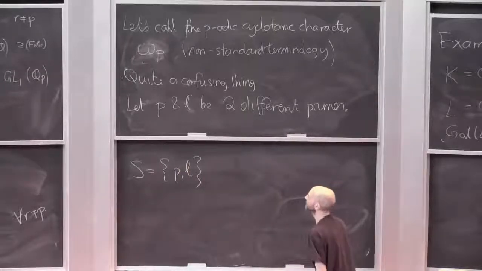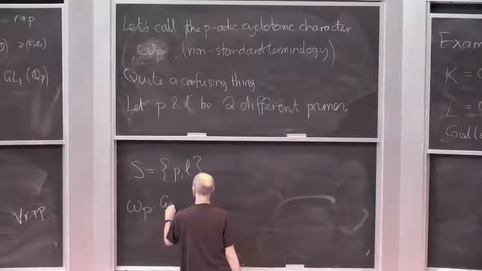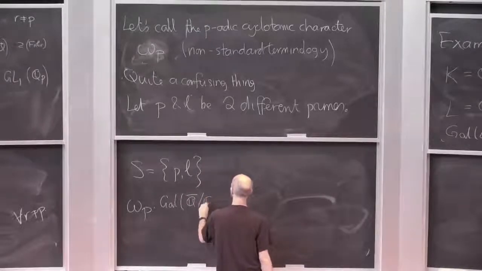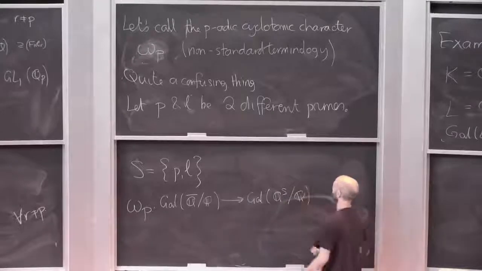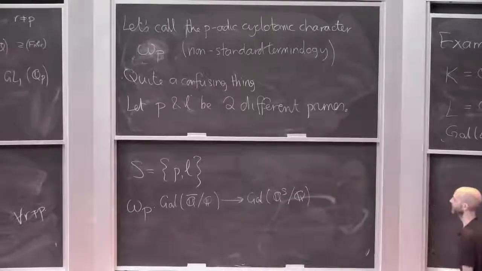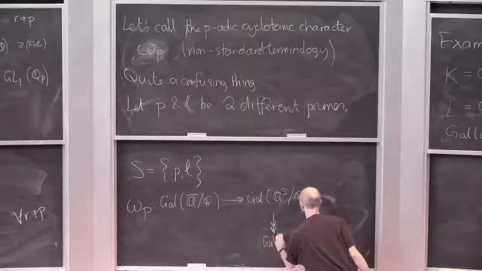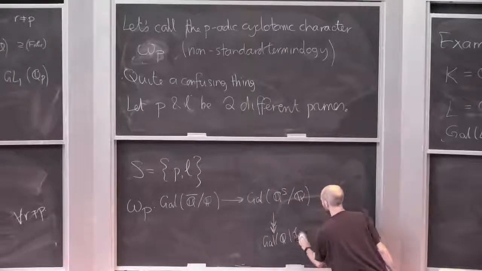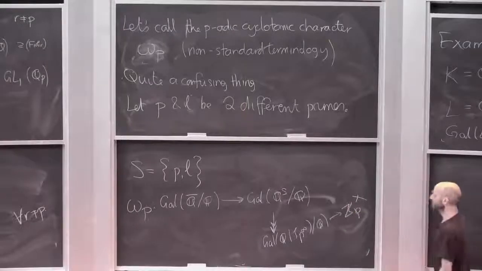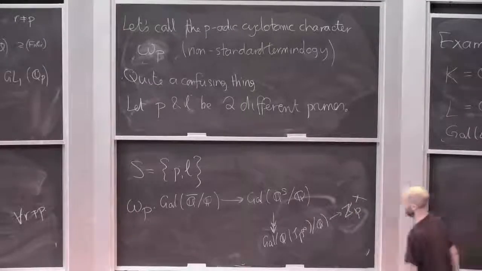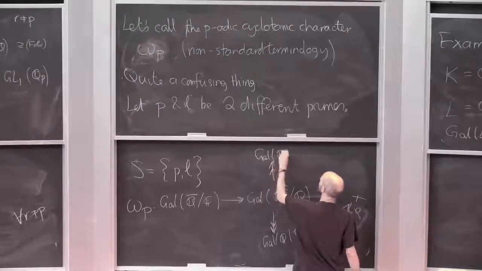And now, here's a representation. Omega p goes from Gal(Q̄/Q) to Gal(Q_S/Q), the maximal complicated extension unramified outside p and l. And that just surjects onto Gal(Q(zeta_{p^infinity})/Q), and that goes to Zp star. So let's go up here to give me some space. That's going to go up there to Gal(Q(zeta_{p^infinity})/Q).